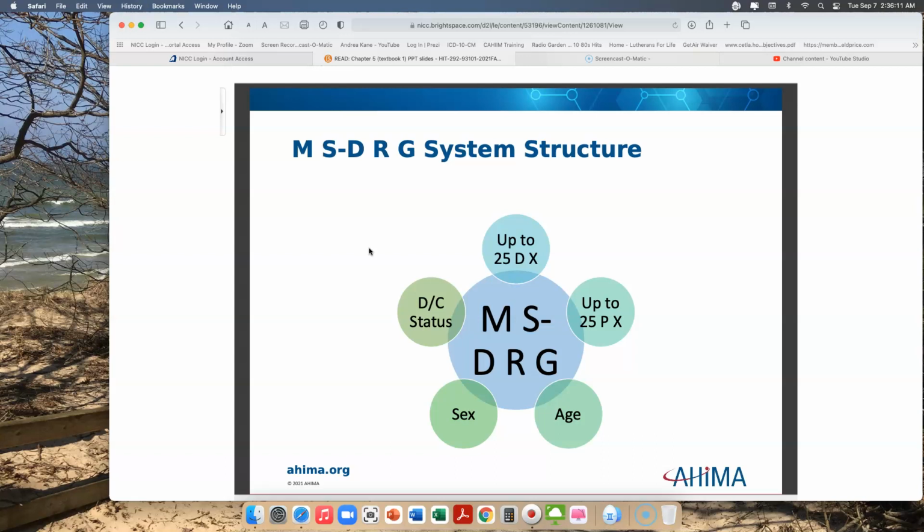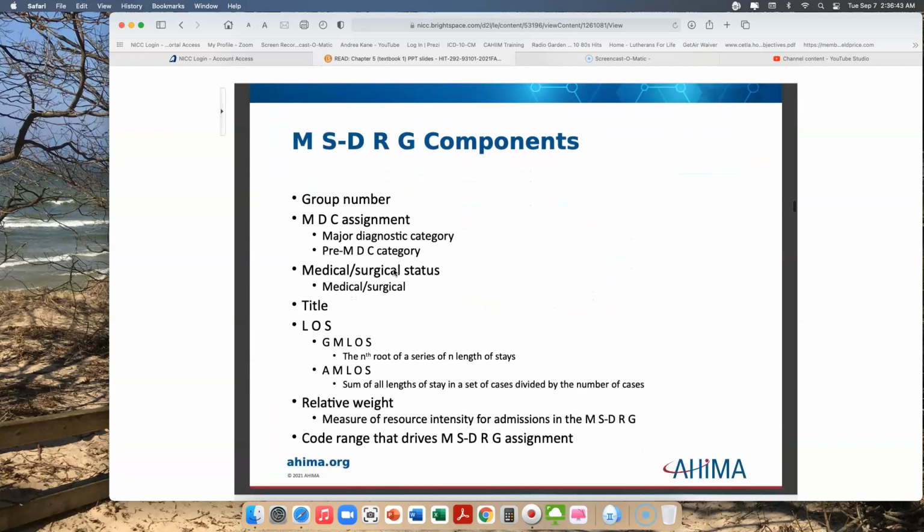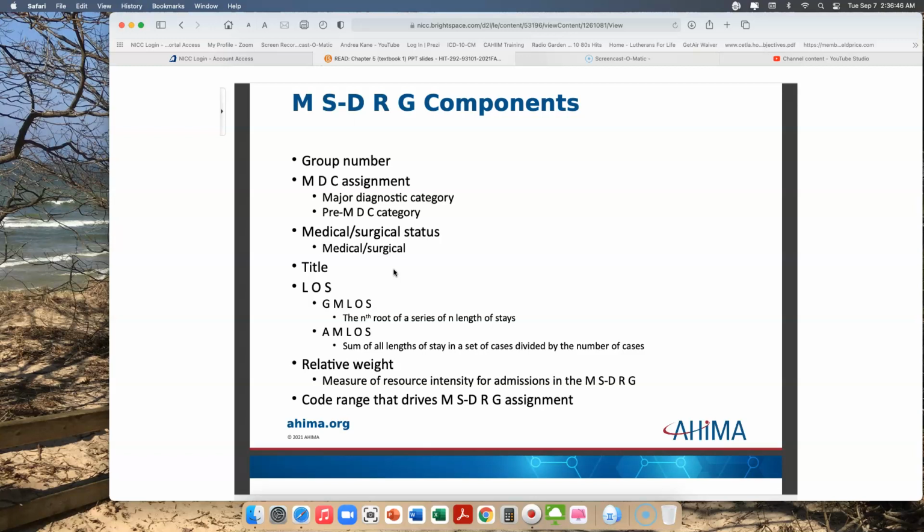If they're transferred to an acute care facility, let's say that a hospital has a patient, they've got something going on in terms of their cardiac, their heart, and they end up being transferred to a higher level of care for maybe open heart surgery or coronary artery bypass graft or a CABG. That discharge status is very significant. The sex of the patient and the age of the patient also often determine the MSDRG as well, or limit it. So there's a group number, an MDC assignment, major diagnostic category.